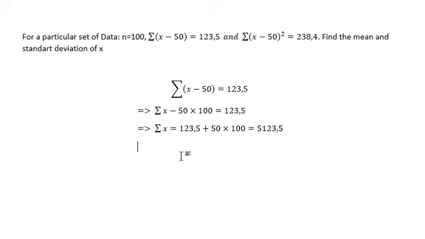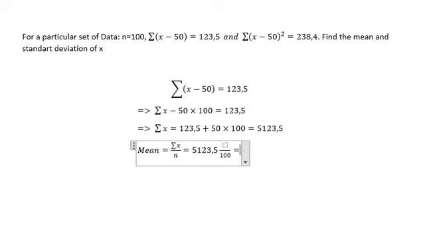After we find the total value of s, we can find the mean. The mean equals the total value of s divided by n, so we have 5123.5 divided by 100, and we got 50.235, and this is the mean.